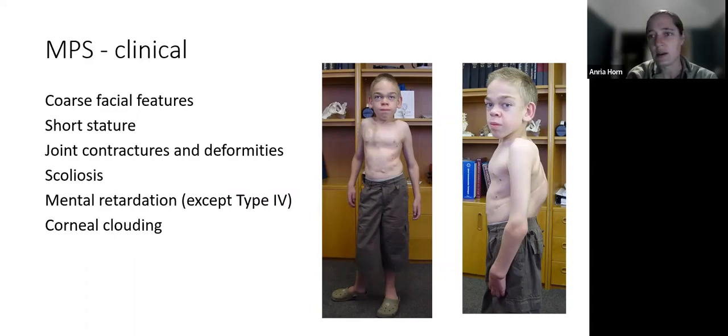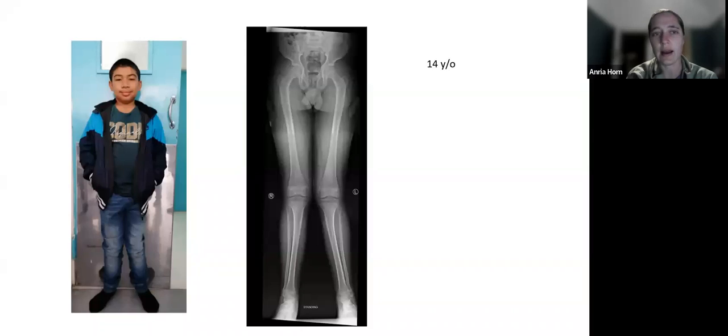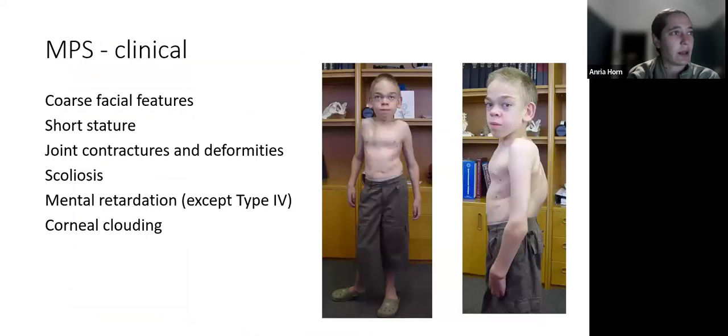Short stature, joint contractions and deformity, scoliosis, mental retardation in all of them except type 4. And actually this type 1 guy, that's why I didn't believe the diagnosis, because they said he's a type 1, but he's bright as a button. And then when I did some reading, it turns out there is a very mild variant of Hurler syndrome, which doesn't affect the intellect. So that must be what he has.